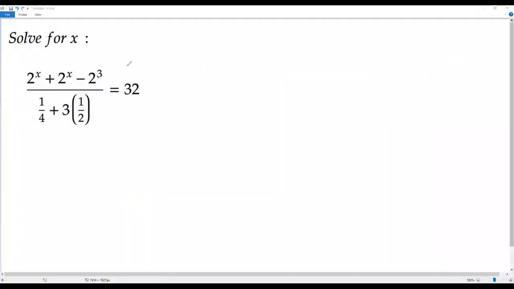Here we have a problem on exponential equation. In the given exponential equation, we have to solve for x. That is, we have to find the value of x.